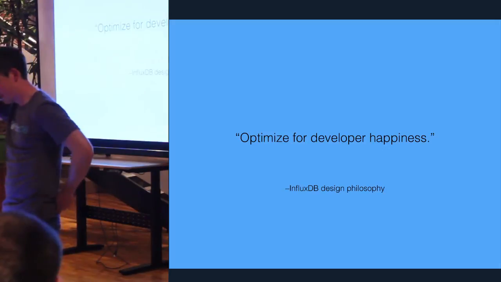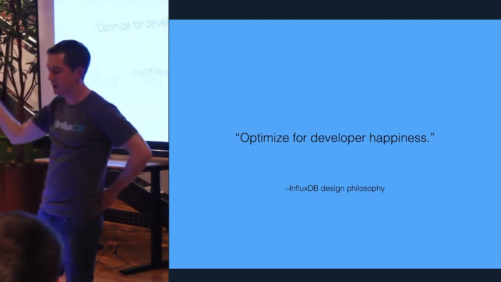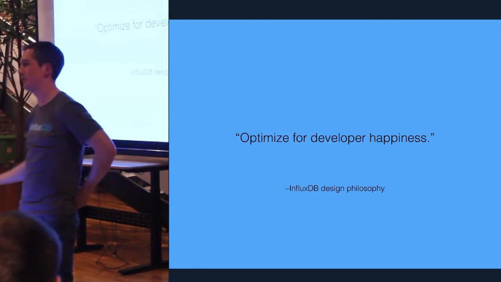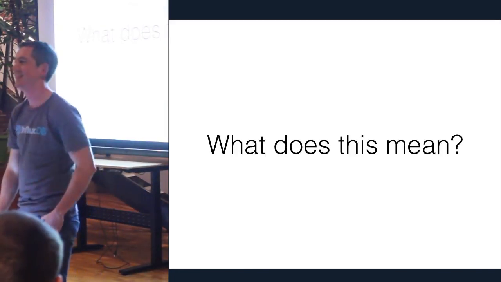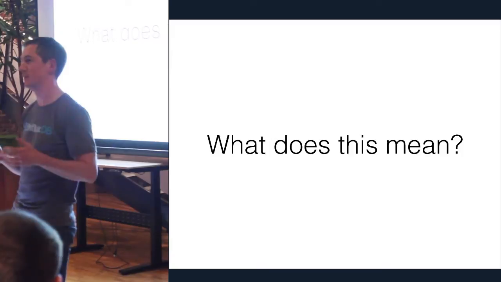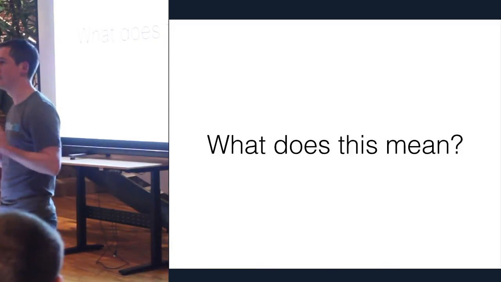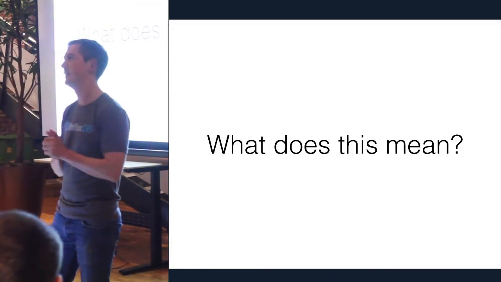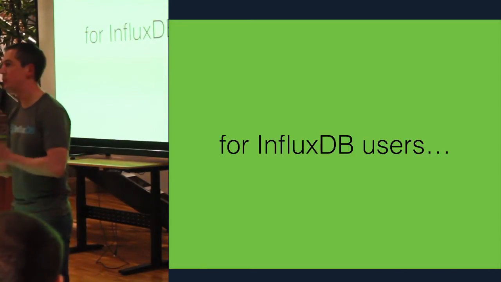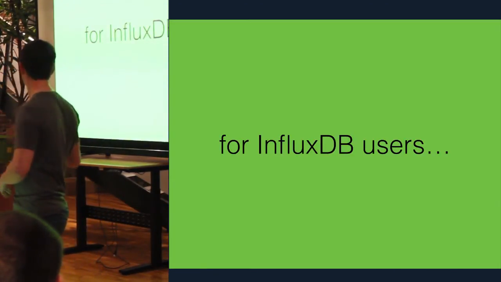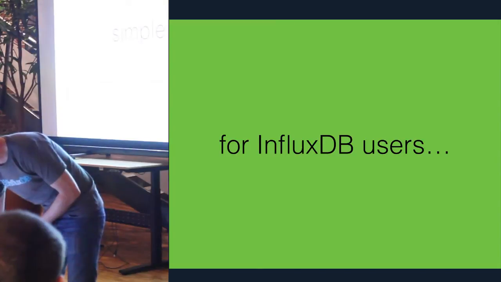This, I mentioned before. Optimize for developer happiness. This is one of the things we want to do. Now, this is kind of a touchy-feely thing, right? Optimize for developer happiness. What the hell does that mean? In our case, I think about it from 2 different perspectives. We have the InfluxDB users, right? So what does it mean for them?